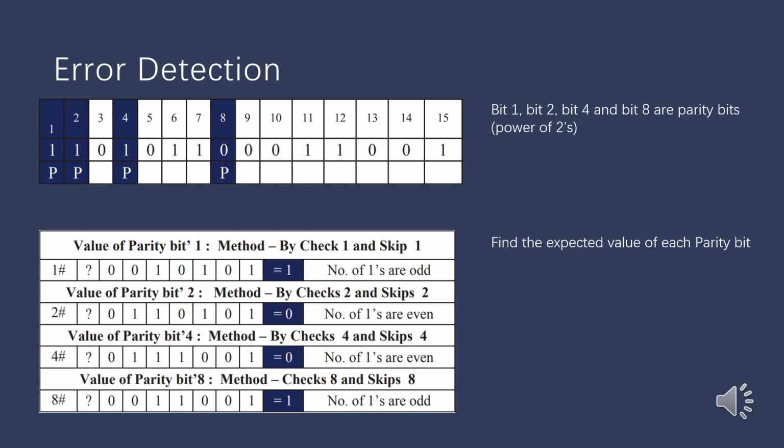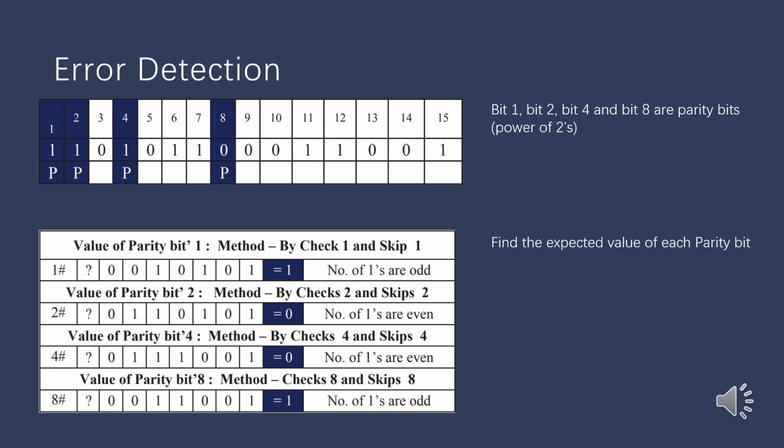Each parity bit checks a different subset of the code. Parity bit 1 checks 8 bits by checking 1 and skipping 1, which means it will check bit 3, bit 5, bit 7, bit 9, bit 11, bit 13, and bit 15, which are 0, 0, 1, 0, 0, 1, 0, 1. There are a total of 3 ones, so the parity bit should be 1 to make it even.